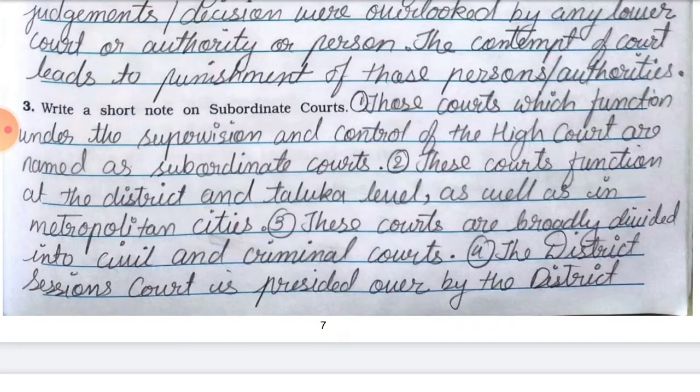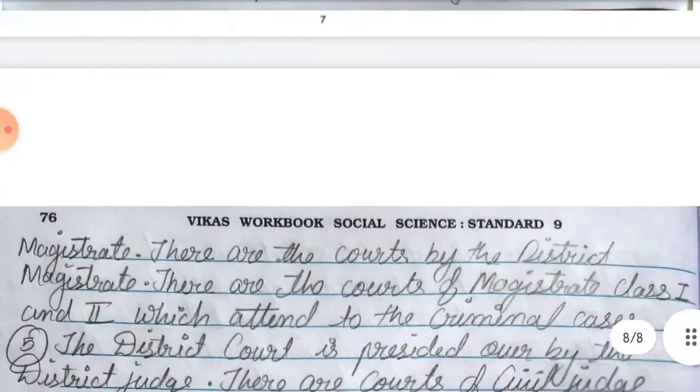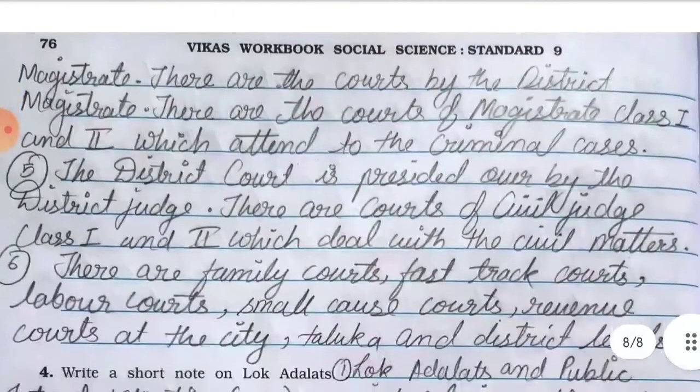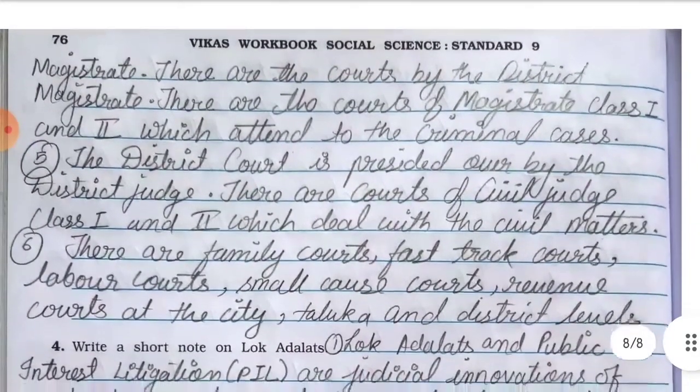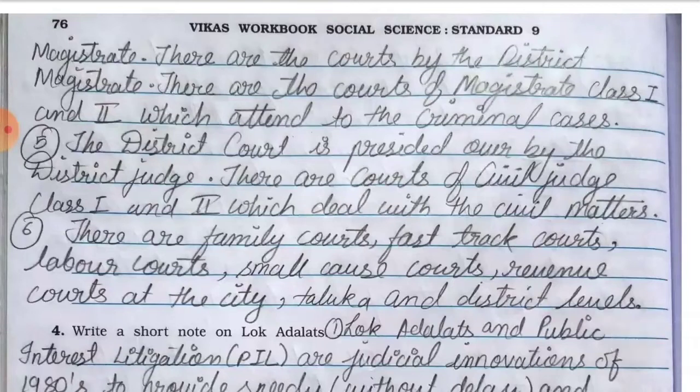Point number 4. The district session court is presided over by the district magistrate. There are the courts of magistrate class 1 and 2 which attend to the criminal cases. Point number 5. The district court is presided over by the district judge. There are courts of civil judge class 1 and 2 which deal with the civil matters.